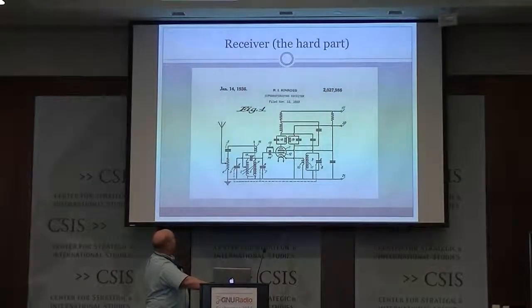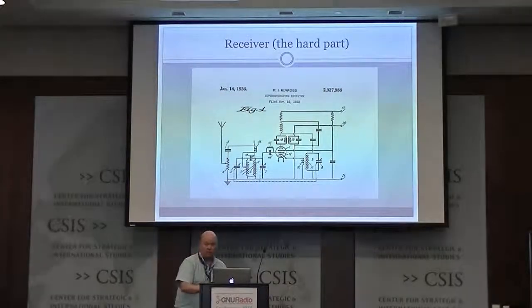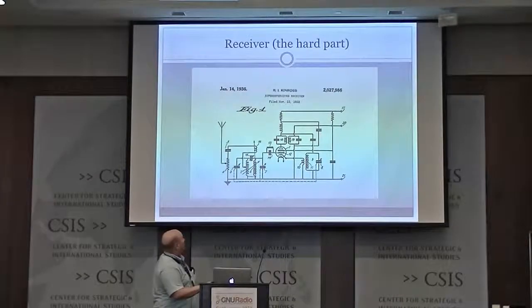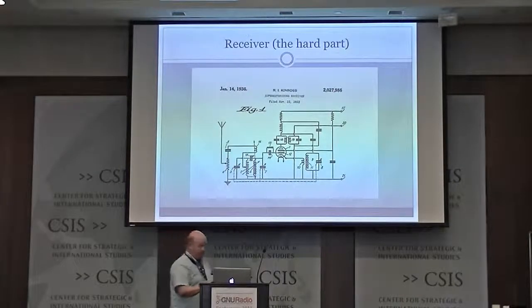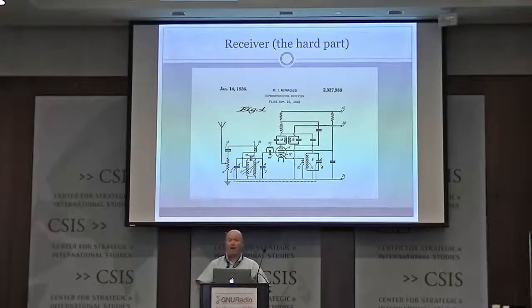Well, look, this is the receiver, which is the hard part. This is the King Cross superheterodyne receiver. And why do I have the King Cross superheterodyne receiver up here rather than the Howard Armstrong superheterodyne receiver? Why? He was like a ham. Armstrong was as dumb as a ham.